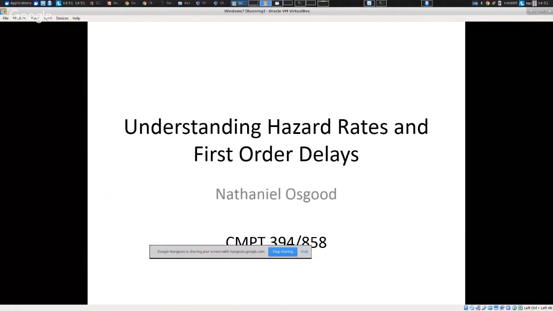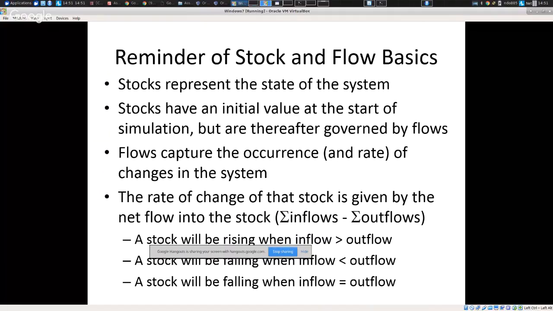Appreciation for both. So today's focus is understanding hazard rates, which represent sort of a chance per unit time of transitioning from one stock to the other in this case. Later we'll see them for agent-based models with state charts. And then we're going to talk about first order delays as a construct that include them. So I want to remind us what we saw last time about stocks and flows.